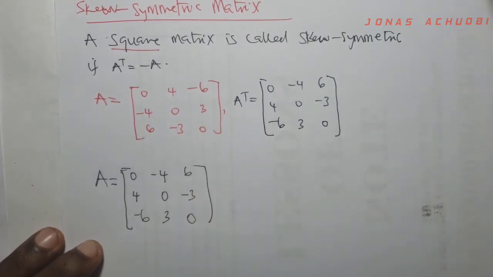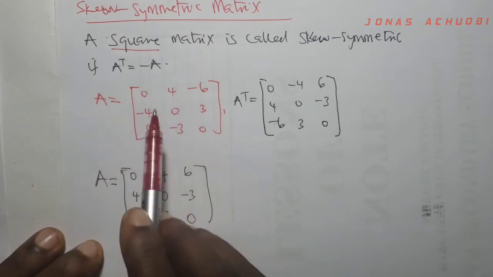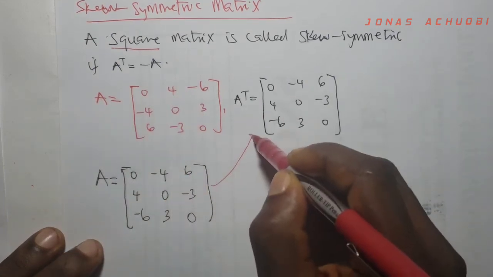What do you see? You see that multiplying the entries of this matrix, each of them by minus 1, is the same as transposing the matrix.